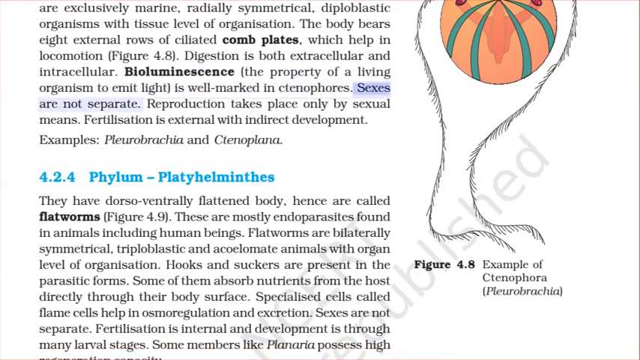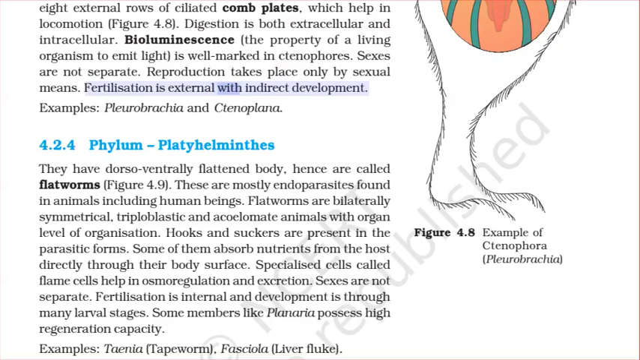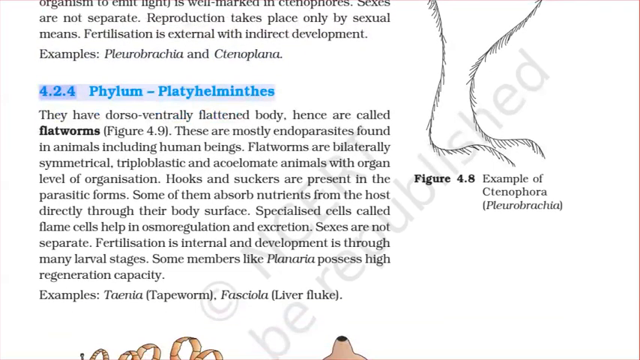Sexes are not separate. Reproduction takes place only by sexual means. Fertilization is external with indirect development. Examples: Pleurobrachia and Ctenoplana.